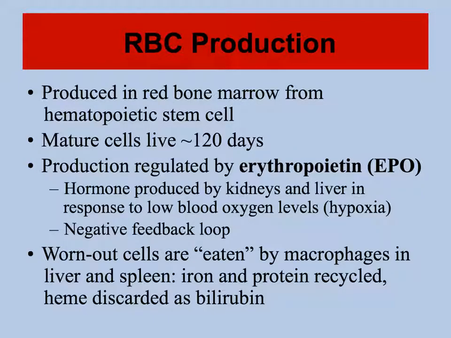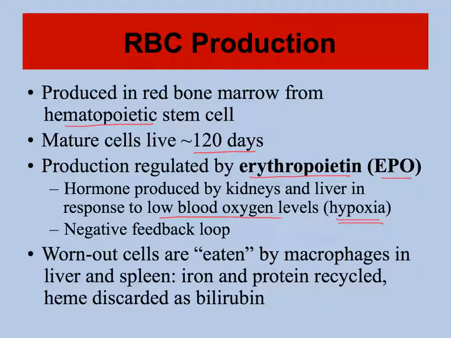Red blood cells are produced in red bone marrow from hematopoietic stem cells. These are stem cells for making any kind of blood cell. The mature blood cells, once again, have lost their nucleus, and they live only about 4 months, about 120 days. Their production is regulated by erythropoietin, a hormone, also known as EPO. It's produced primarily by the kidneys, but a little bit in the liver, and it is produced in response to a low level of blood oxygen, which is known as hypoxia.